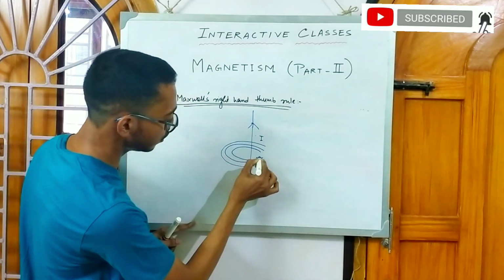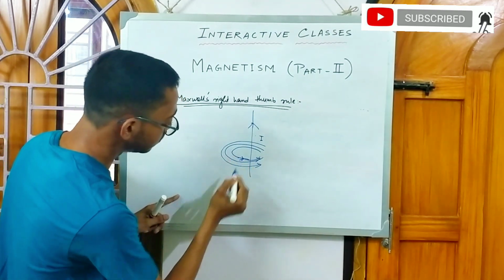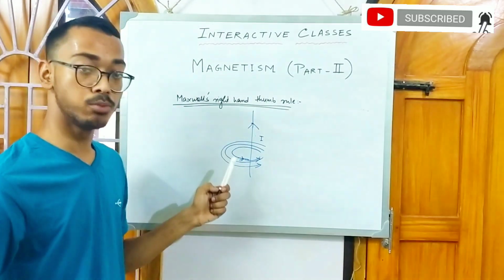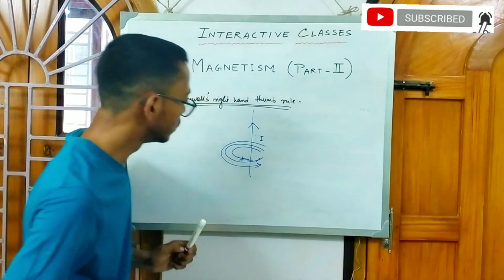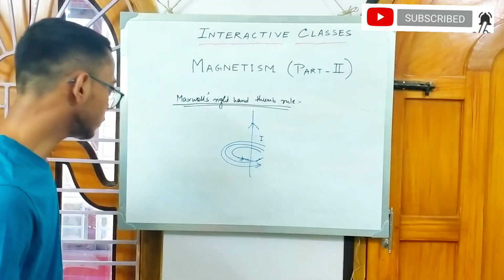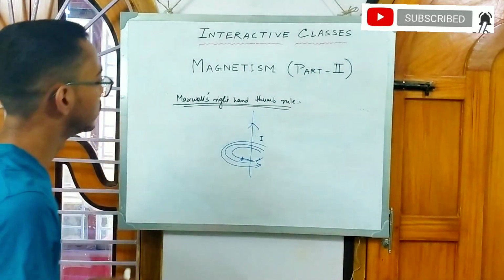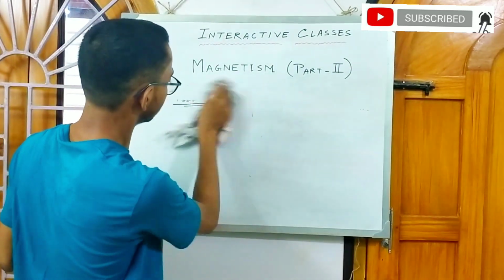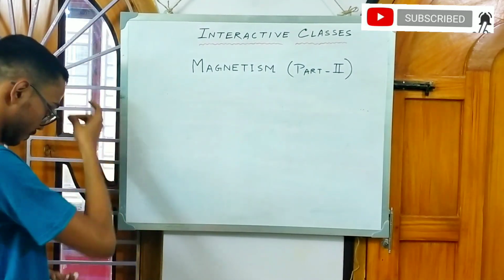This is a very simple law, but it helps us to determine the direction of the magnetic field, and this is very important for your exams as well as for conceptual purposes. I hope this is clear. Now let me go to the next part. The next part is solenoid.